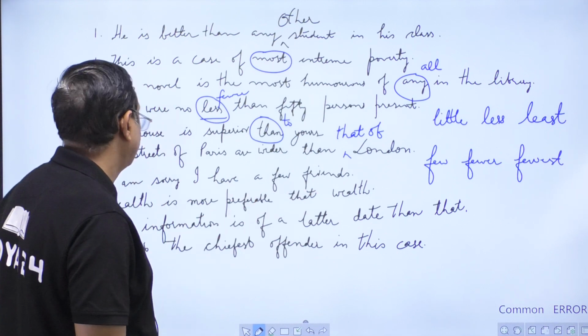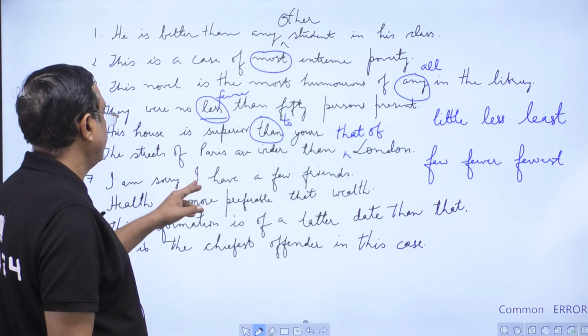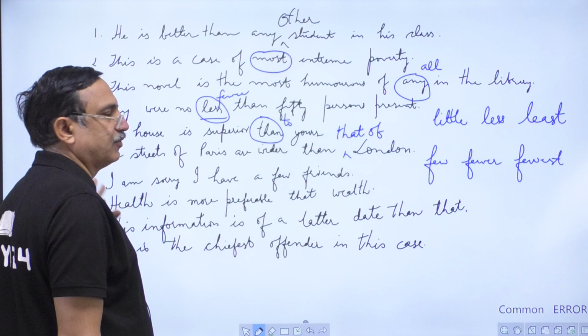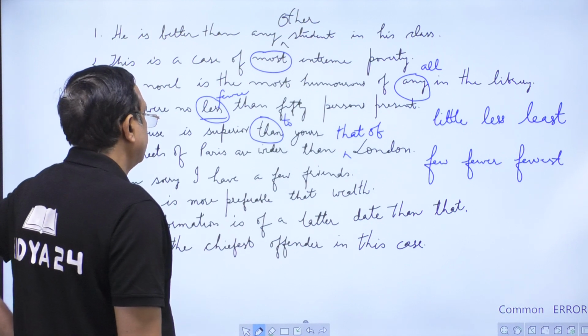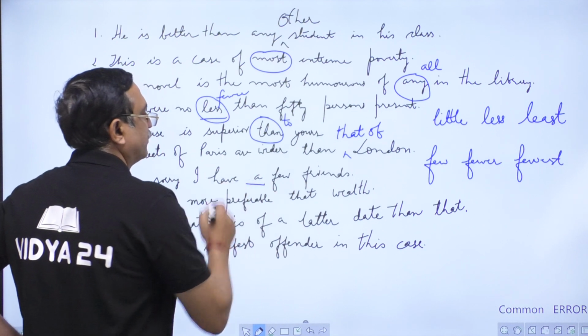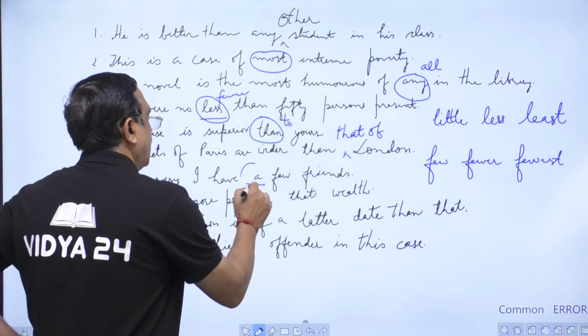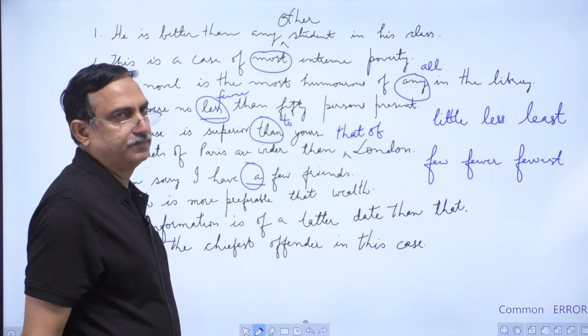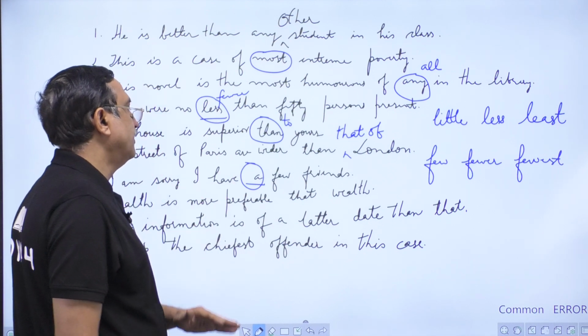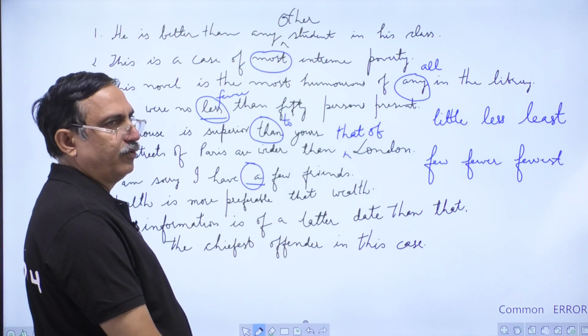We go to sentence number 7. I am sorry, I have a few friends. Actually, this person is sorry because he doesn't have any friends. So he has written a few friends. So a is positive. So we should avoid writing the article a here. It means I am sorry, I have few friends. So in that sense, few has to be used.